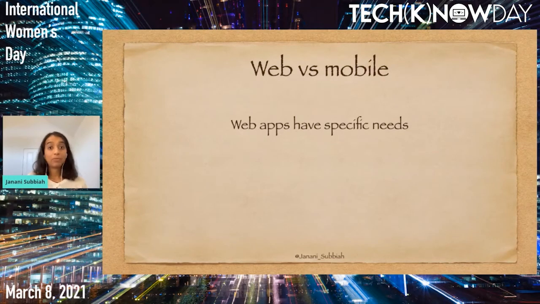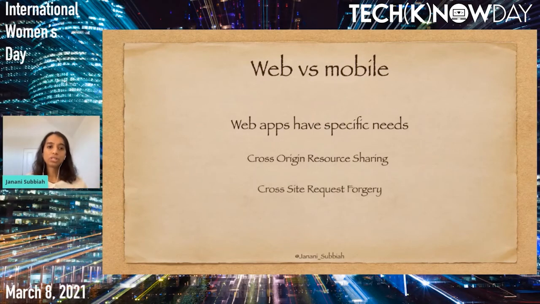The next one is web versus mobile. And this is probably more specific to scenarios where we have a single BFF that processes requests from mobile as well as web applications. Web applications have specific needs that don't really pertain to mobile apps. A couple of examples here include cross-origin resource sharing, also known as CORS, and cross-site request forgery, also known as CSRF. Because we have a single BFF for multiple UIs, that BFF is also going to have to make sure CORS and CSRF are in place for web apps.